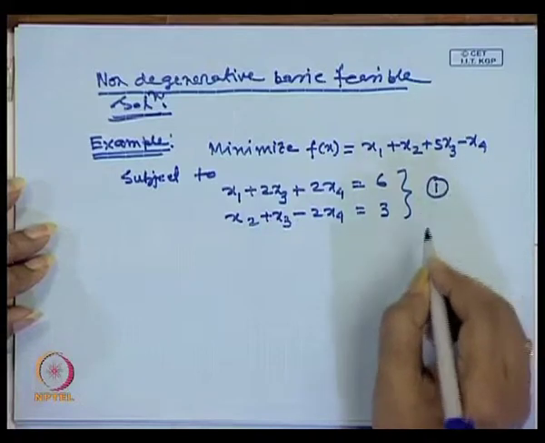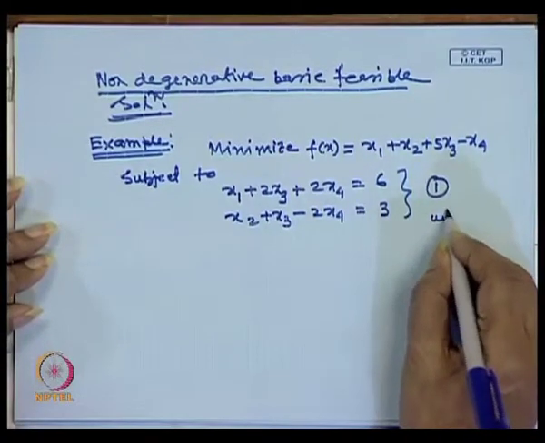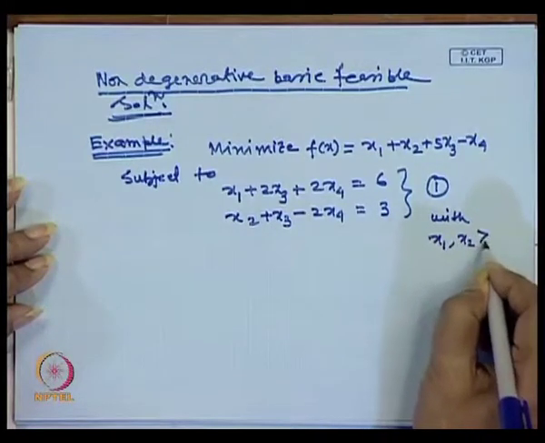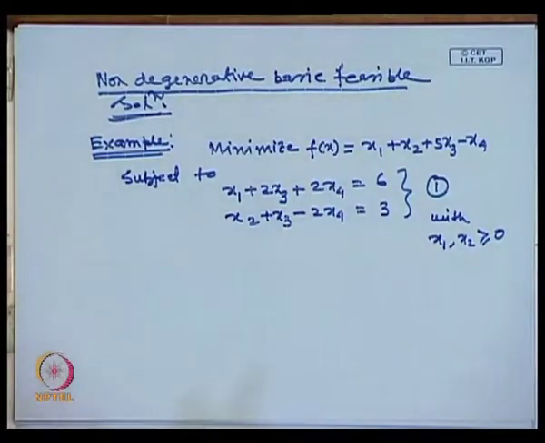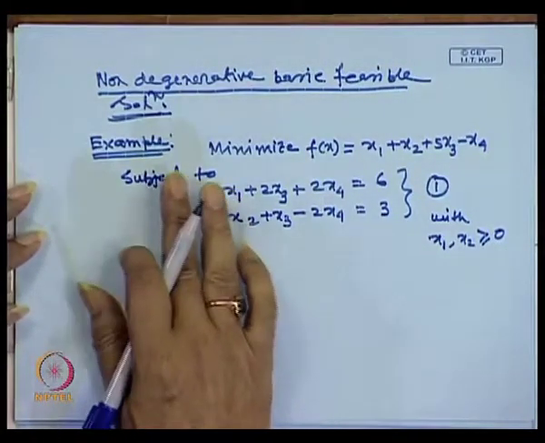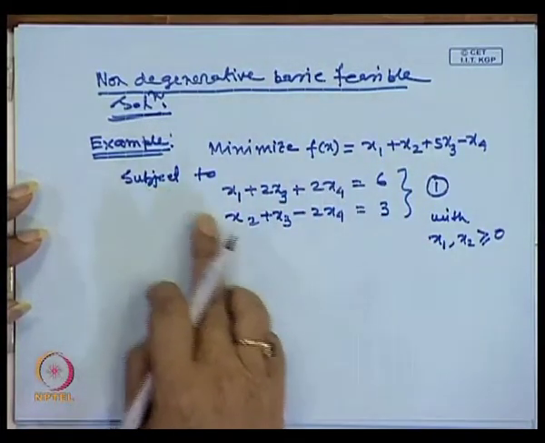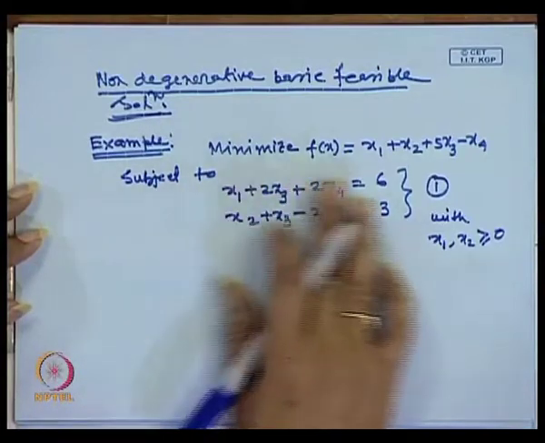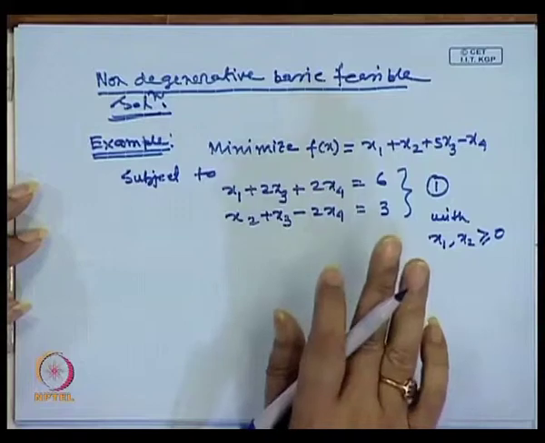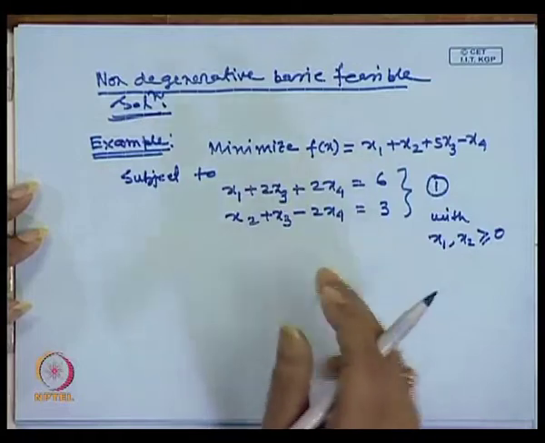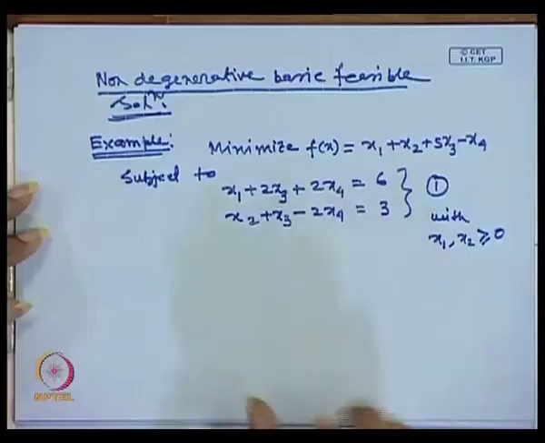Let us call this equation 1, with x1 and x2 greater than or equal to 0. Agree? Our objective function is linear, and our equality constraints are also linear, so it is a linear programming problem. How do we solve this in matrix form? Finally we will say the simplex method. Let us discuss the basic background involved.